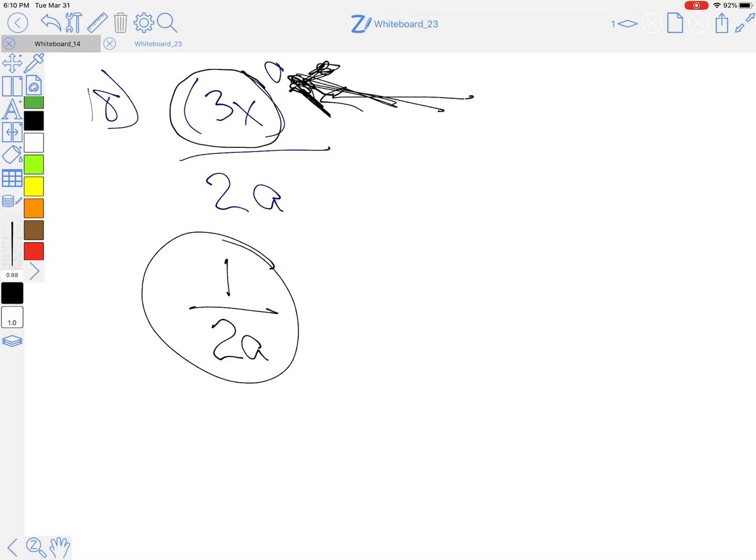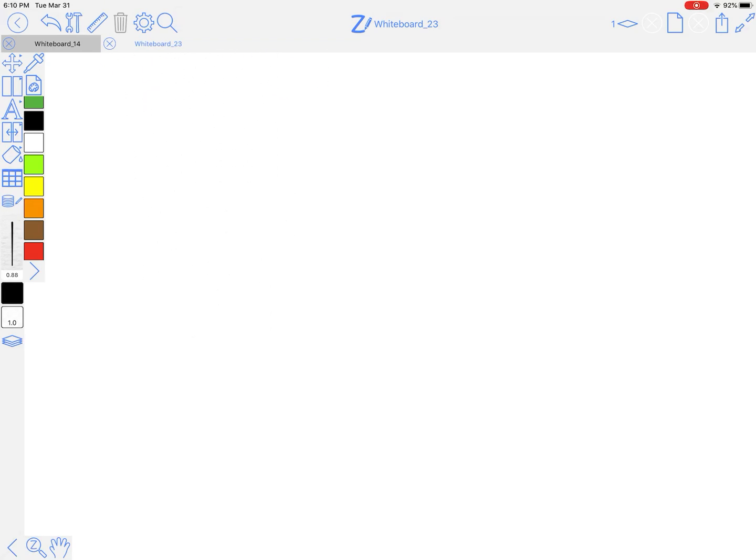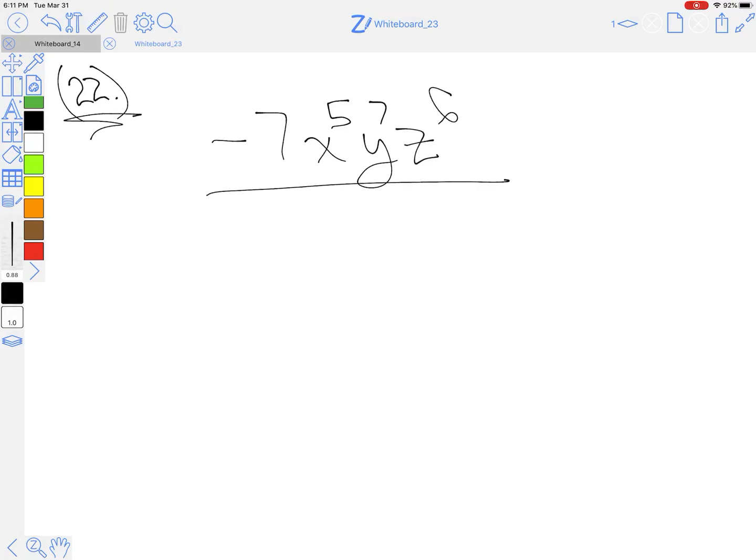Something like number 22. I'm going to make up a different one, but it'll be kind of like number 22. Again, this is not 22, but this is an example that is like 22. Maybe I'm going to say negative 7 x to the 5th, y to the 7th, z to the 6th over negative 35 x squared y cubed z to the 5th.